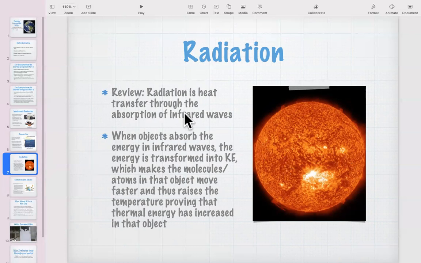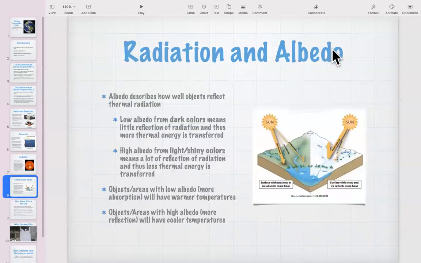So the idea is that an object absorbs infrared waves and that energy gets transformed into KE, and it makes the molecules, atoms move faster. And thus it has more thermal energy and also a higher temperature reading as well. Now, the thing I want to bring up with radiation is this concept of albedo. And be prepared, this is going to be on your Chapter 4 quiz for sure. But albedo describes how well objects reflect thermal radiation or infrared waves, however you want to put it.